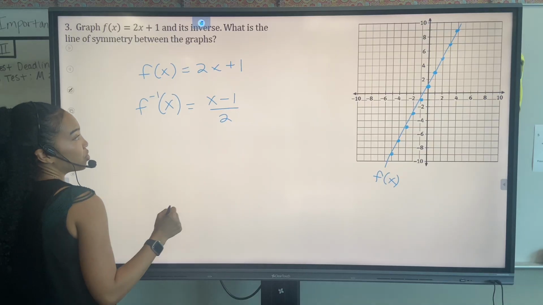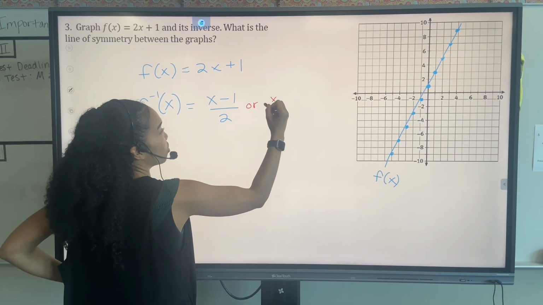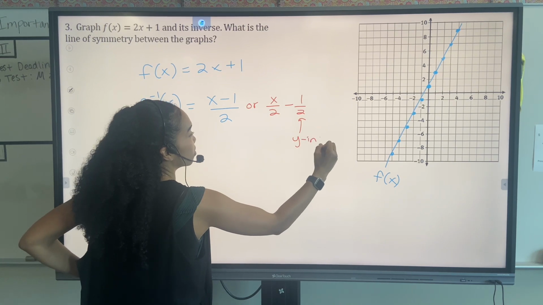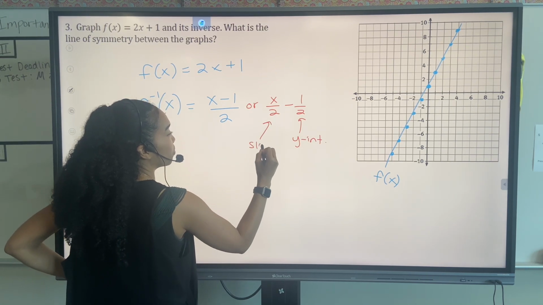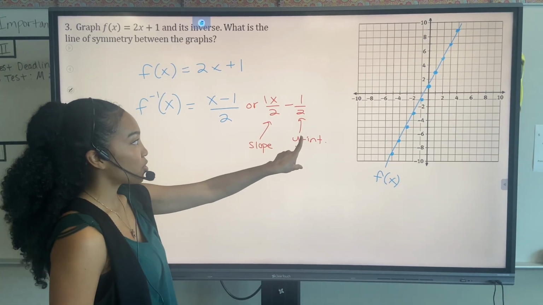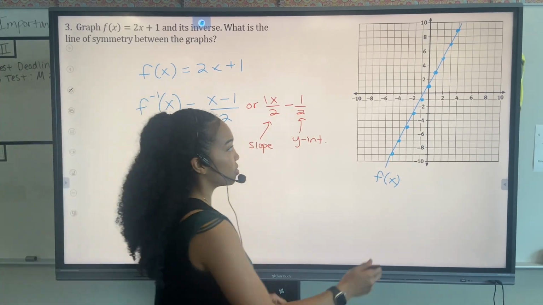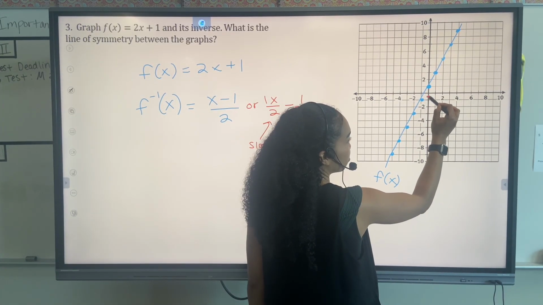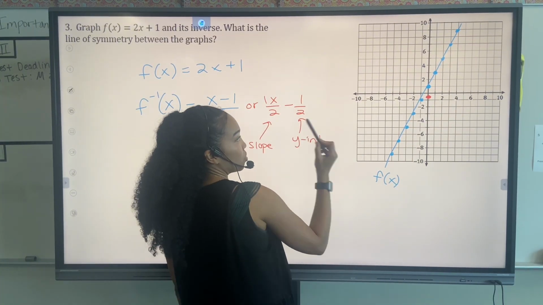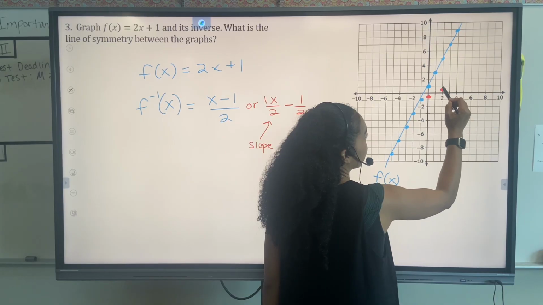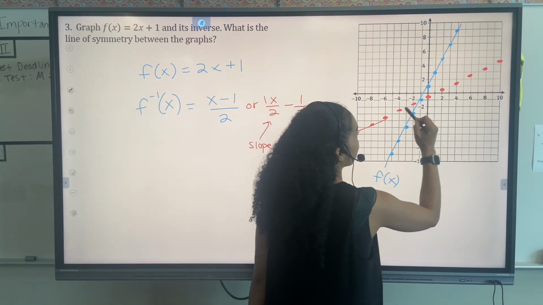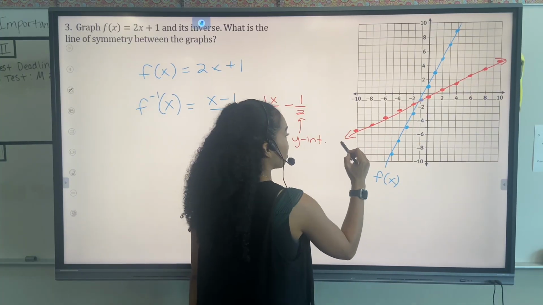Your inverse, you can write this as x over 2 minus 1 over 2. So this one is your y-intercept. This one is your slope. And you can think of this as 1 over 2. So your y-intercept is at negative 1/2. So that's between 0 and negative 1, right there. And your slope is 1 over 2. So go up 1 over 2. Up 1 over 2. All right, that's your inverse.